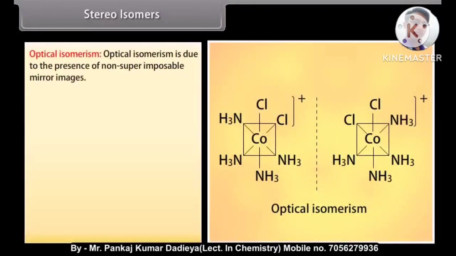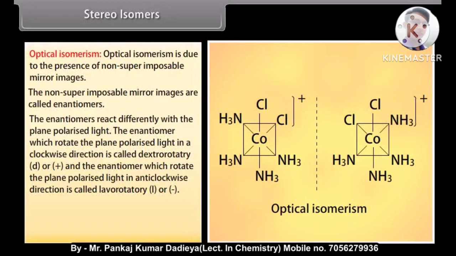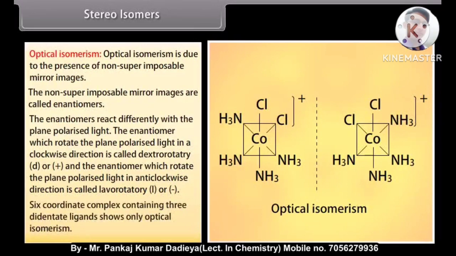Optical isomerism. Optical isomerism is due to the presence of non-superimposable mirror images. The non-superimposable mirror images are called enantiomers. The enantiomers react differently with the plane polarized light. The enantiomer which rotates the plane polarized light in a clockwise direction is called dextrorotatory, and the enantiomer which rotates the plane polarized light in anti-clockwise direction is called levorotatory. Six coordinate complex containing three didentate ligands shows only optical isomerism.